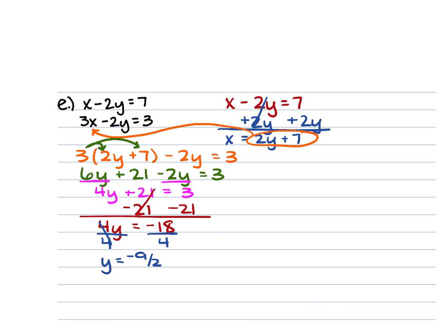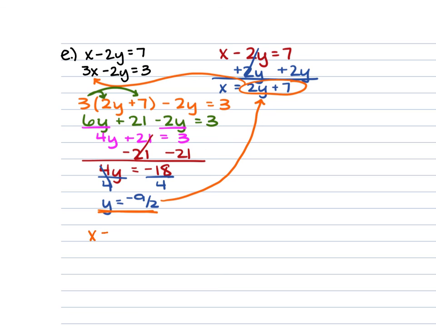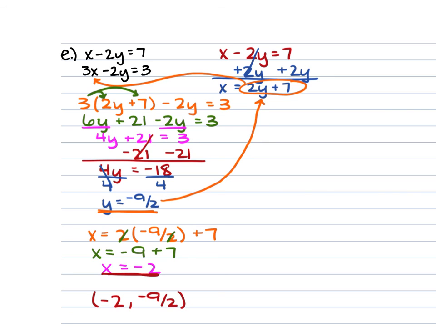So now we have what y is equal to. We're going to plug this in for y to solve for x. We're going to have x is equal to 2 times negative 9 over 2 plus 7. Those 2's are going to cancel, so it's just going to be x is equal to negative 9 plus 7, which is x is equal to negative 2. So I now have what x is equal to. I have what y is equal to. I form my ordered pair out of that negative 2 and that negative 9 over 2 to give my solution of negative 2, negative 9 over 2.